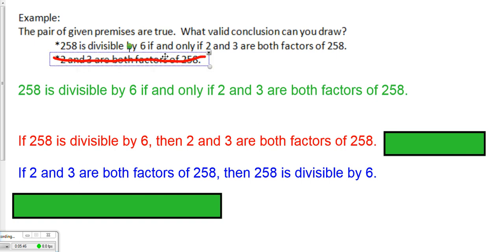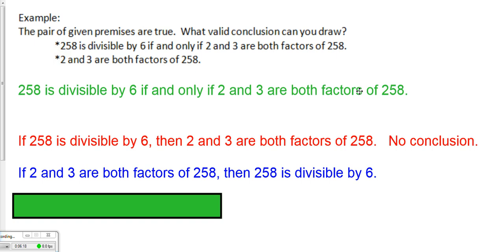Now I'm going to go back and put this fact back in there. We know for sure that 2 and 3 are both factors of 258, saying this is true. Well, if this is true, what does the red sentence tell us? Technically the red sentence doesn't really tell us anything, because the hypothesis is if 258 is divisible by 6, and this fact didn't tell us anything about divisible by 6. So technically the red one gives us no conclusion.